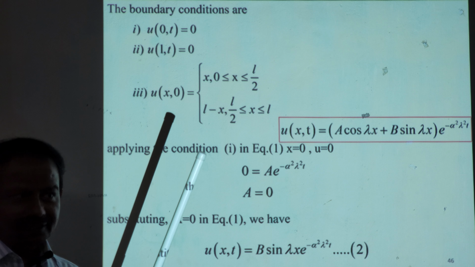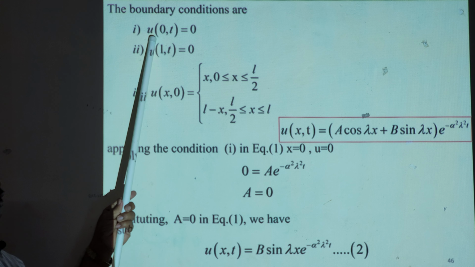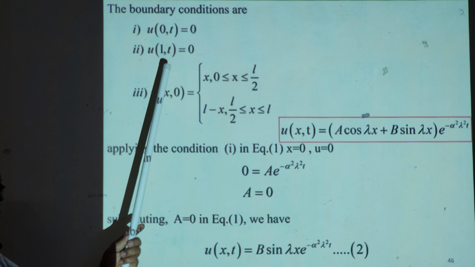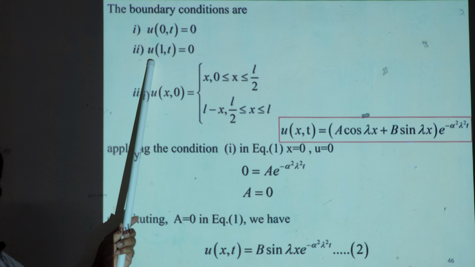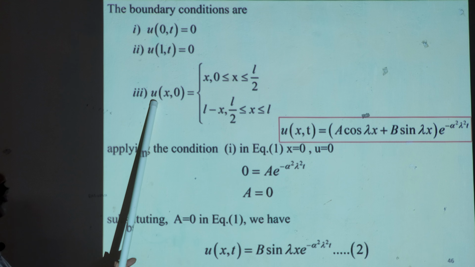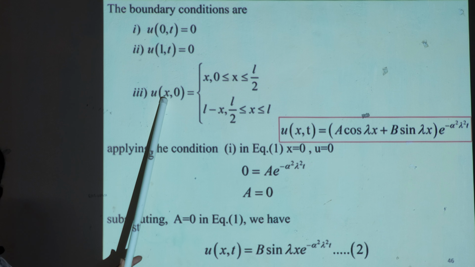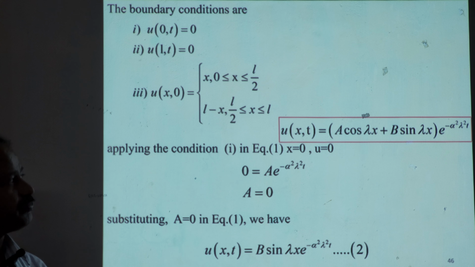As I said earlier, there are three boundary conditions: u(0,t) = 0, u(L,t) = 0, and u(x,0), which is equal to this condition. Now we have to apply the first condition in equation 1. So this is equation 1. Just apply the first condition, that is x = 0, u = 0.